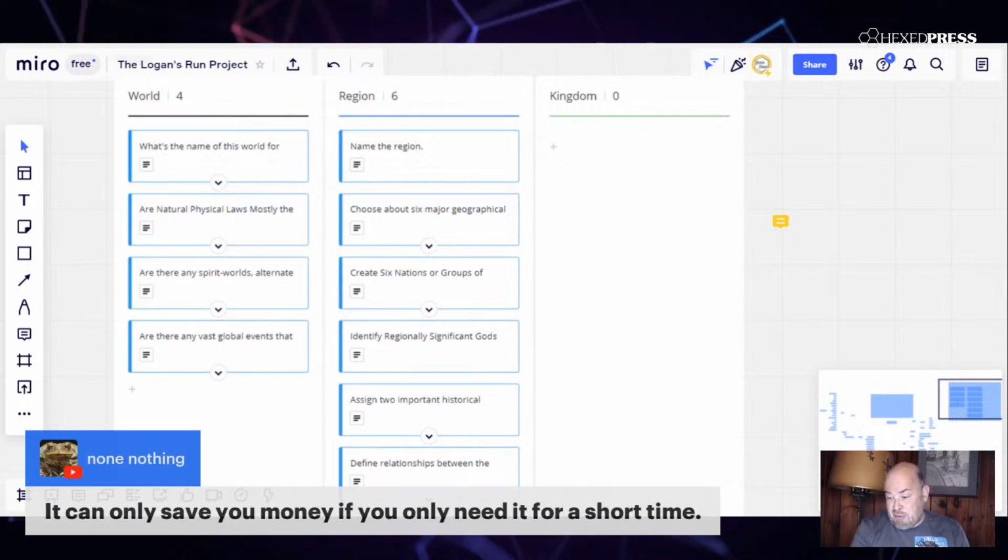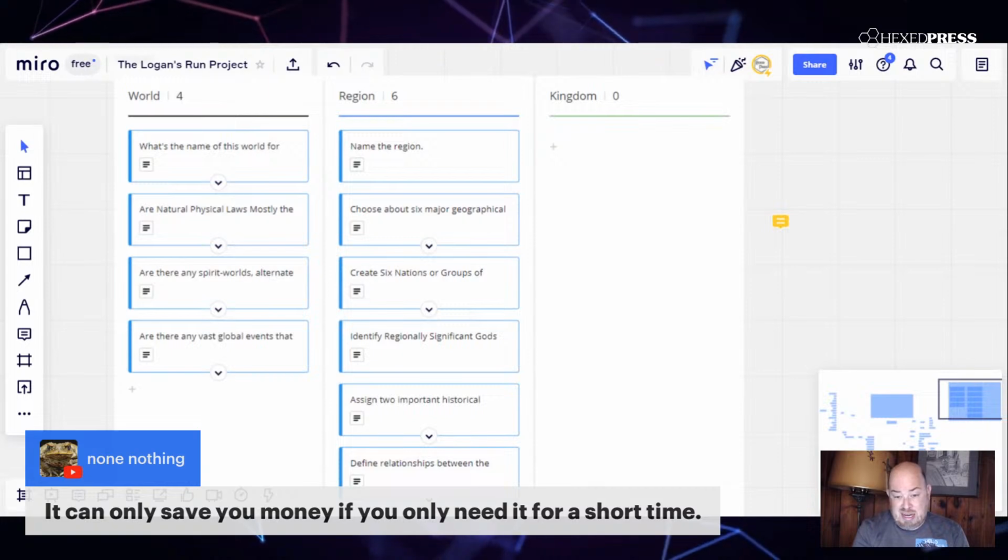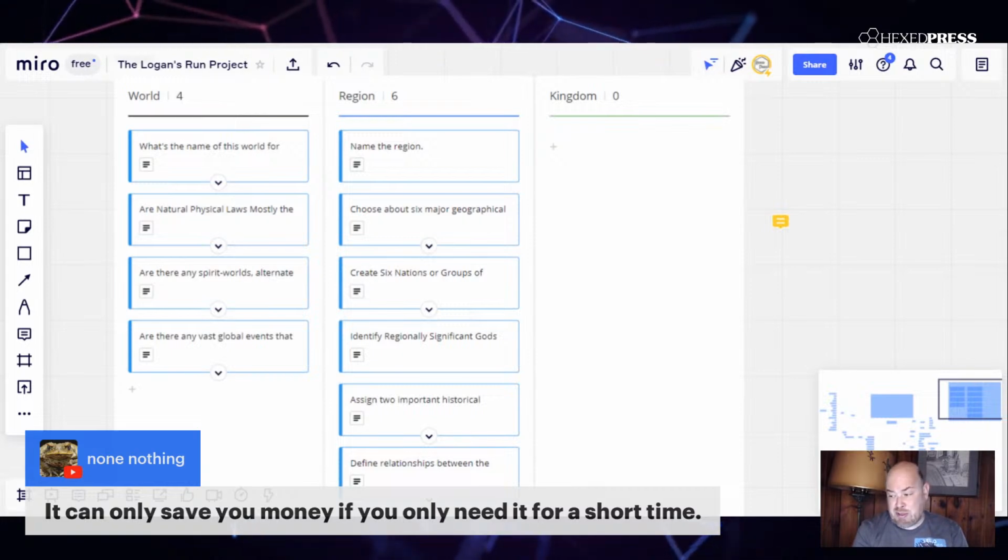It can only save you money if you only need it for a short time. If you only need a monthly software for a short burst, and then you remember to shut it off. I'm infamous for forgetting that I'm paying for stuff, and then it's 8 months later and I'm thinking, I thought I turned this off. No, I'm still paying for it. If you remember to turn them off, you can save money that way.